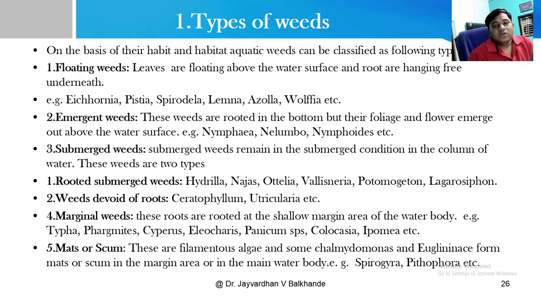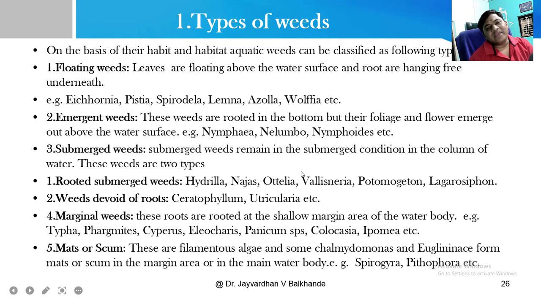The first type is the floating weeds. Floating weeds have leaves floating above the water surface and roots hanging free underneath the water. For example, Eichhornia, Pistia, Spirodela, Lemna, Azolla, Wolffia, etc. These are the floating weeds present on the surface of the water body. Their leaves always float on the surface and their roots hang free underneath.